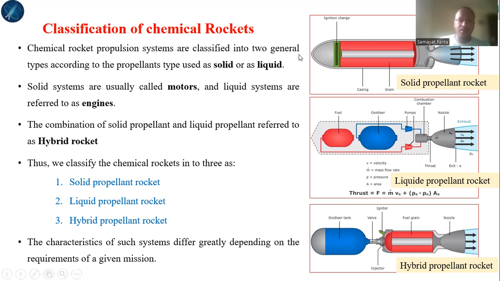So here we have all solid propellant. Here we have liquid oxygen and liquid hydrogen. Here we have liquid fuel and liquid oxidizer with solid fuel grains. So that is the combined or hybrid system.